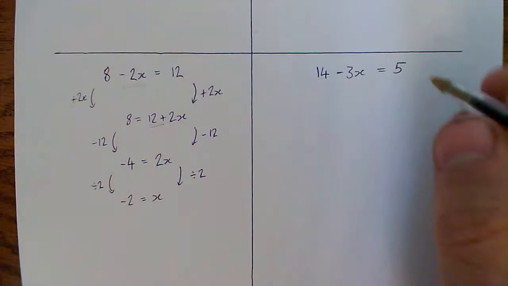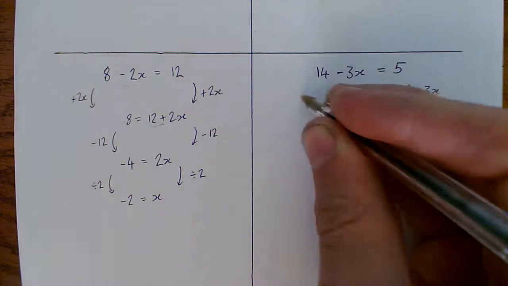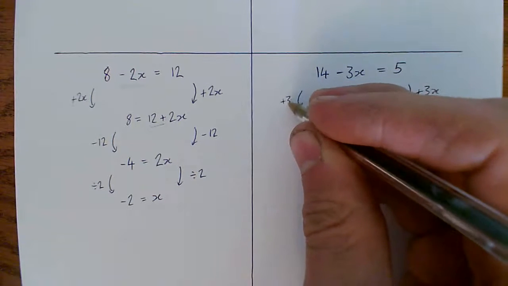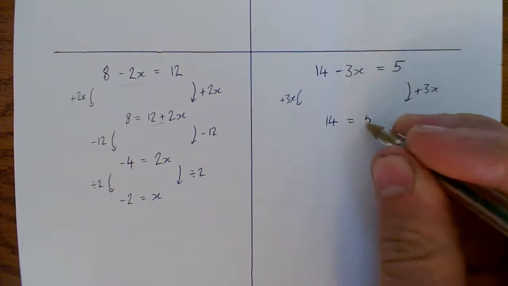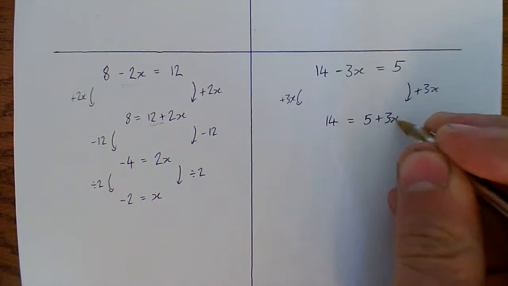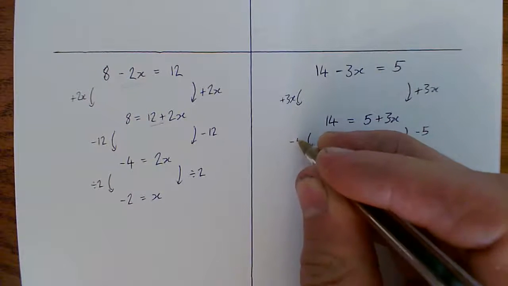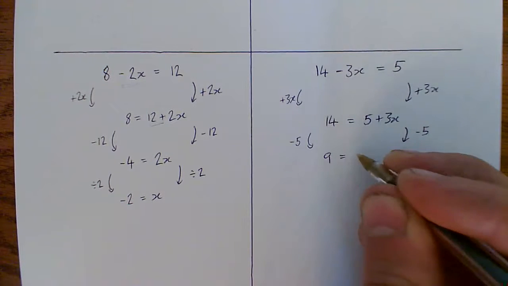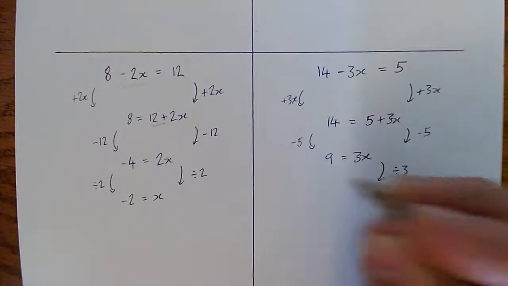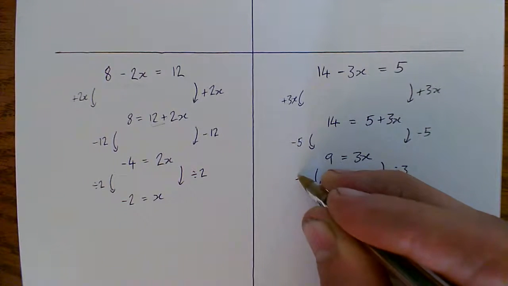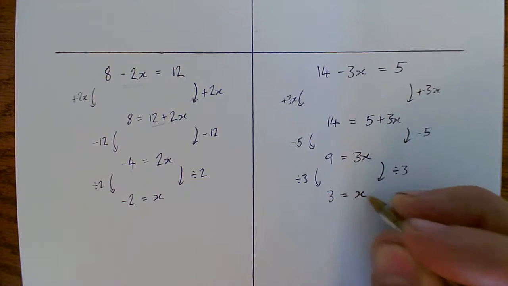So, answer to this one, I'm going to add my 3x to both sides. That gives us a positive to work with. So that's 14 equals 5 plus 3x. I'm going to take my 5 from both sides. So that gives me 9 equals 3x. And then I'm going to divide both sides by 3. So that gives me 3 equals x.